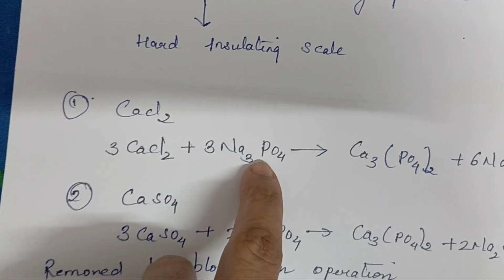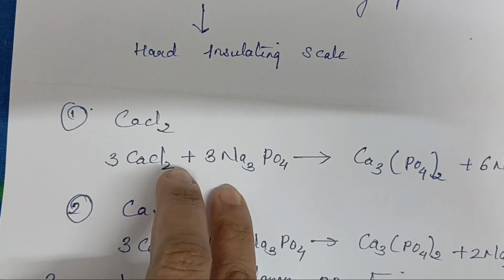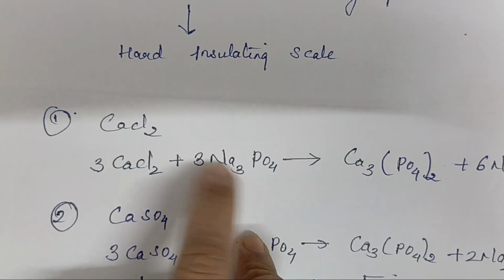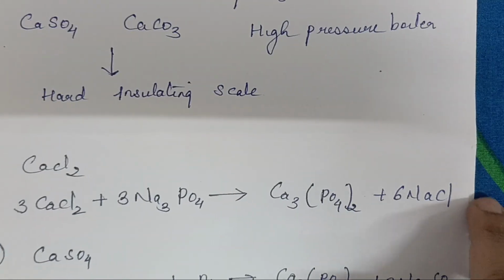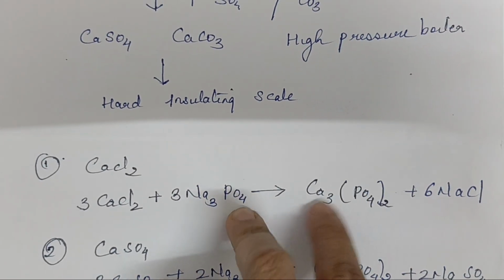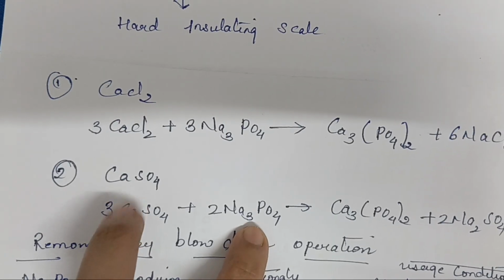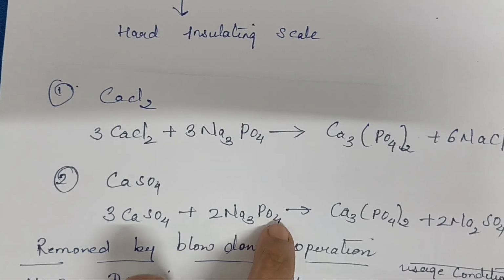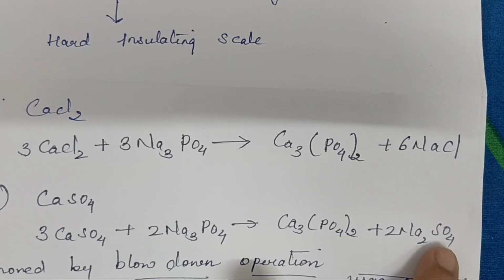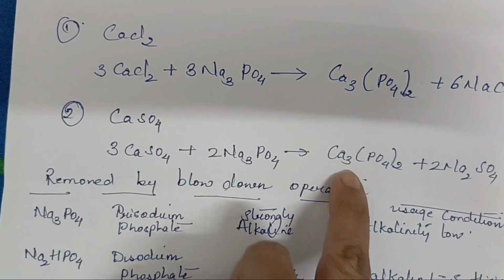So calcium chloride and sodium phosphate will react. If you see, this will dissociate into calcium ion and chloride ions, and this will dissociate into sodium ion and phosphate ion. So the sodium ion will combine with chloride ion and form NaCl, and similarly calcium will react with phosphate ion and form calcium phosphate. Similarly, if the scale forming salt is calcium sulfate, it will react with sodium phosphate and form calcium phosphate and sodium sulfate. This will be removed by the blowdown operation.